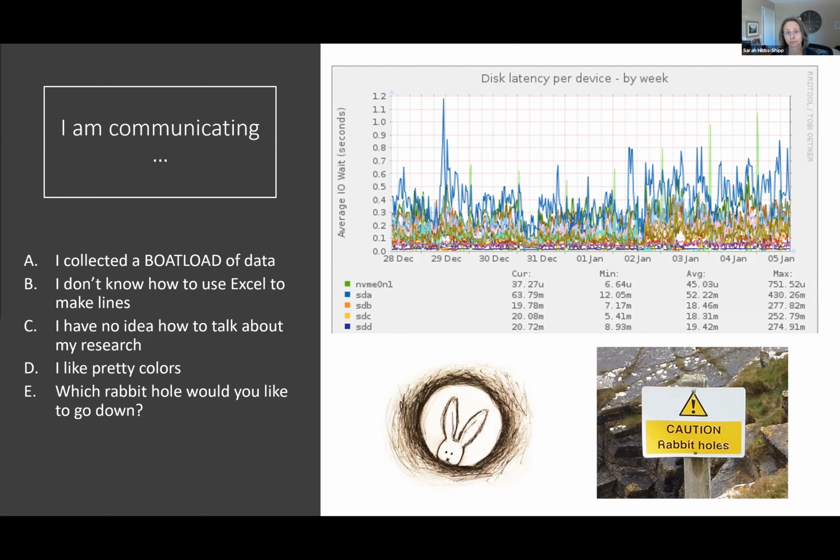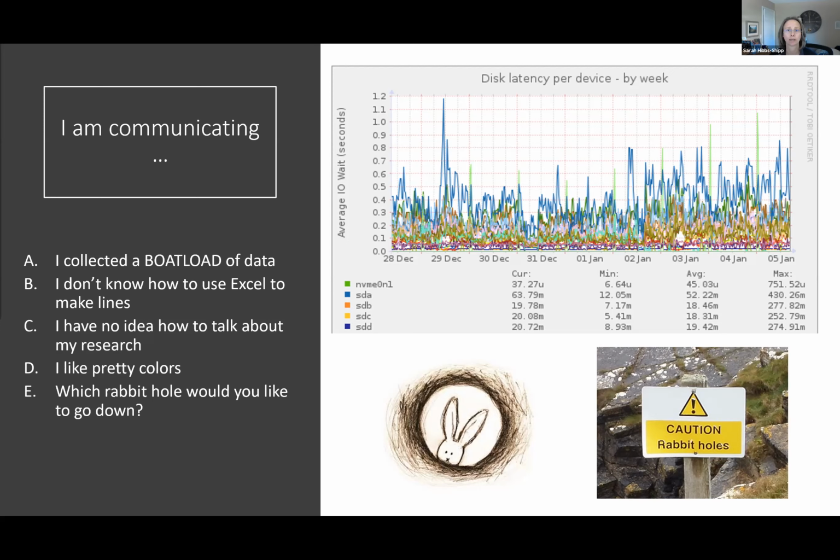It could also be that you're early enough in your research that you don't actually know how to talk about the data that you've collected. You haven't quite figured out how to talk about that yet. Or that you like lots of pretty colors, or I have so much data that what rabbit hole can I entice you as the judge, or you as the individual talking to me, to go down, because we're really only going to talk in depth about one component of my research.